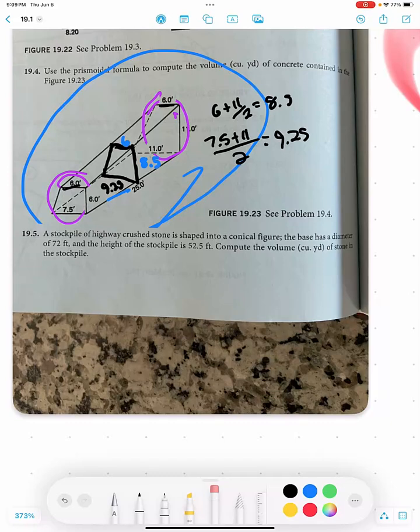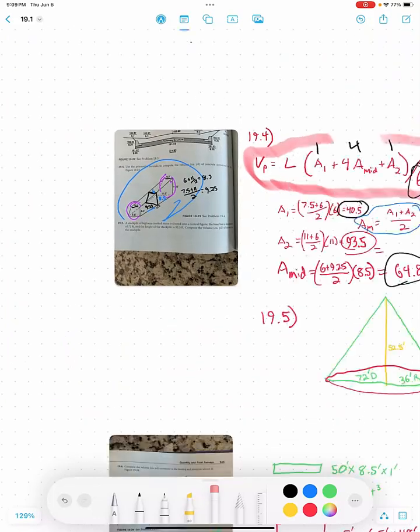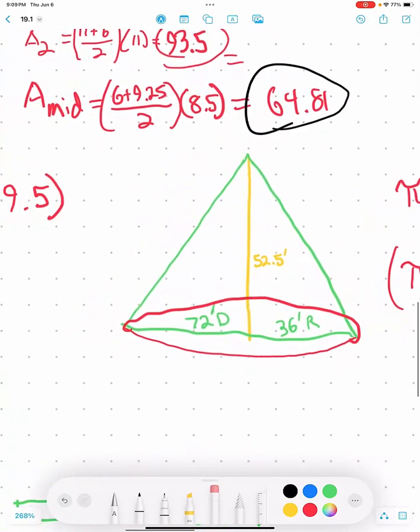Okay, next question, 19.5. A stockpile of highway crushed stone is in the shape of a conical figure. The base has a diameter of 72 feet and the height is 52.5. Compute the volume in cubic yards of stone. They gave us the measurements in feet and they're asking for it in cubic yards, so we're just going to have to divide by 27 to get to that. Relatively simple. Here's how that draws out. We have a height of 52.5. They gave us a diameter, so we're just going to do it in radius. Divide diameter by 2 gives you the radius.